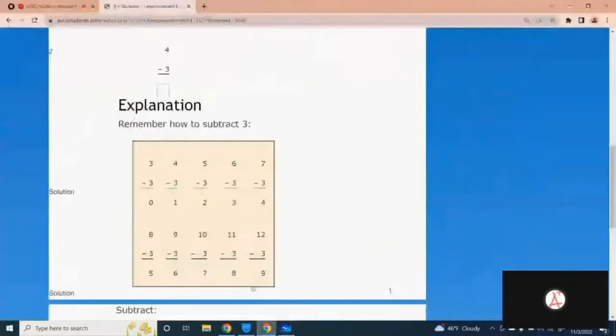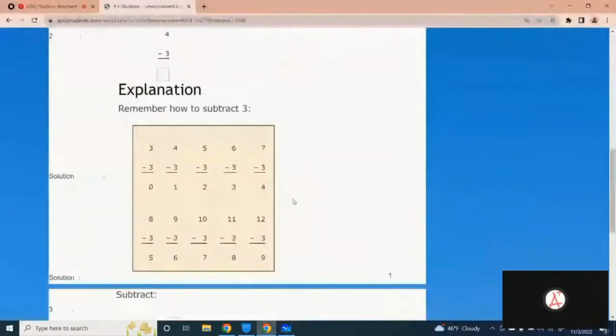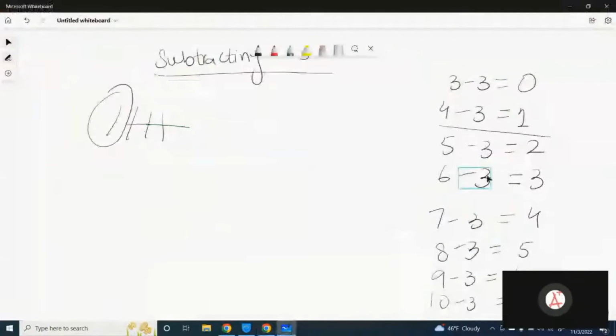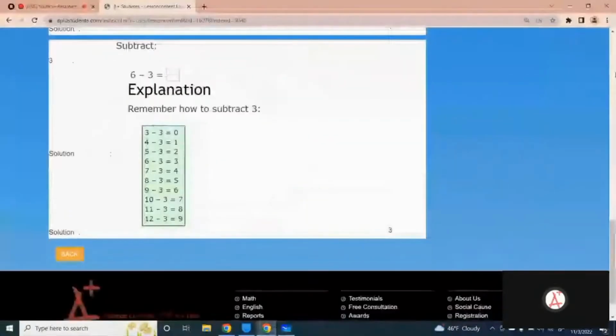So just select the correct option. Oh, we are on the tutorial. Okay, then you have 6 subtract 3. So 6 subtract 3 is 3. Got it? So it would be 6 subtract 3 is 3. Just select OK. Let's start with the test.